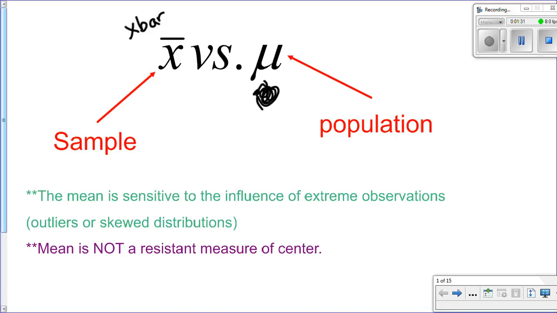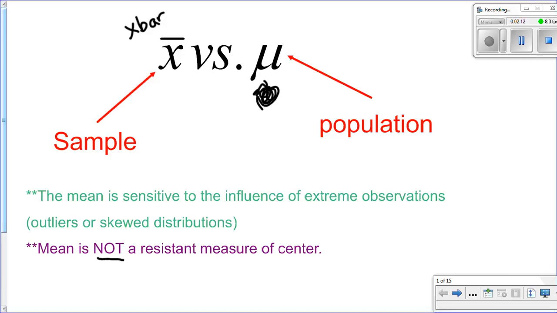One thing you do need to know about mean is that it's sensitive to the influence of extreme observations, meaning if you have a skewed distribution or outliers, it's going to affect your mean. That's why we typically use the median when we have skewed distributions or distributions that contain outliers, because they will pull our mean away from the true value of our average. So the mean is not a resistant measure of center, and therefore we can't use it when our distributions are skewed. I mentioned that the day before, but we're going to go into a little more detail today.